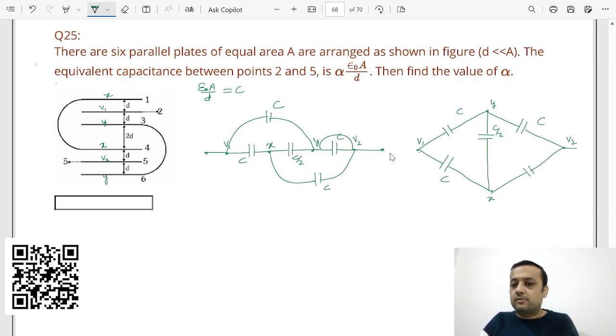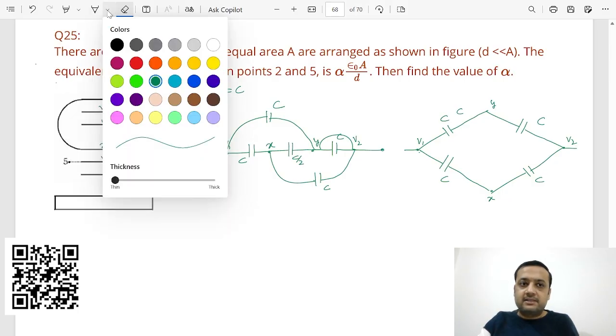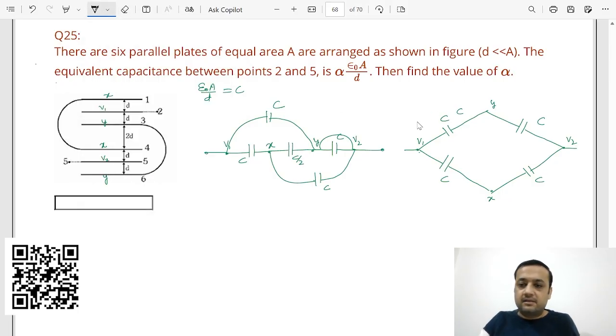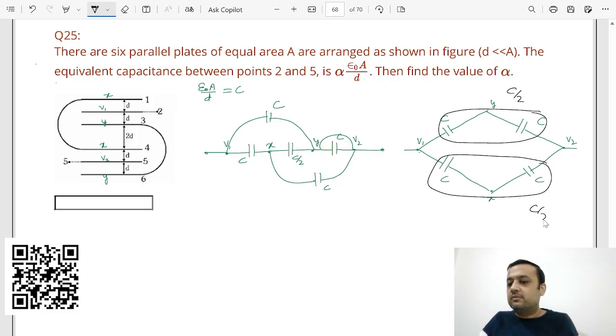So now this is your usual Wheatstone bridge. You know that the condition of balancing is satisfied, which means this branch can be removed. Now very easily we can say that these two capacitors are in series, so this equivalent will become c by 2, and this equivalent will also become c by 2. These two are in parallel, so c equivalent will become c. Therefore this alpha becomes 1, because the overall capacitance becomes epsilon naught a by d.